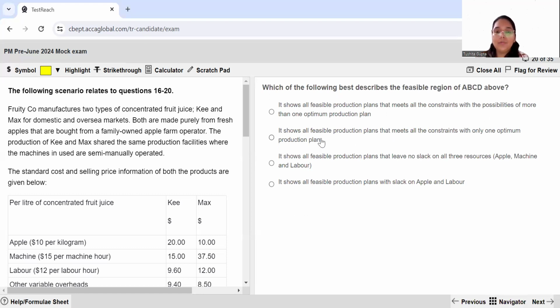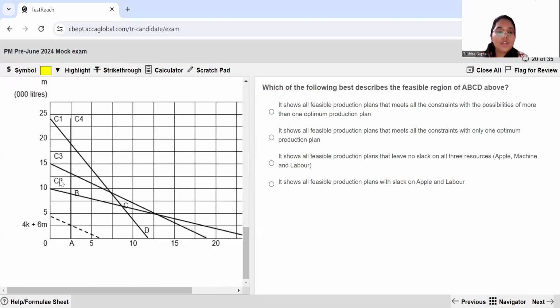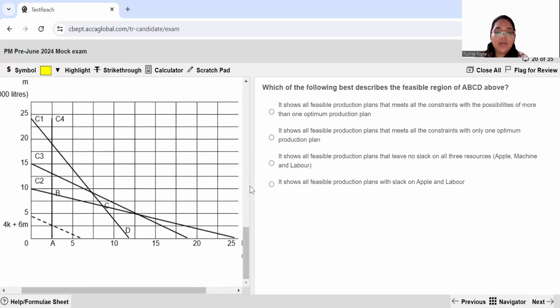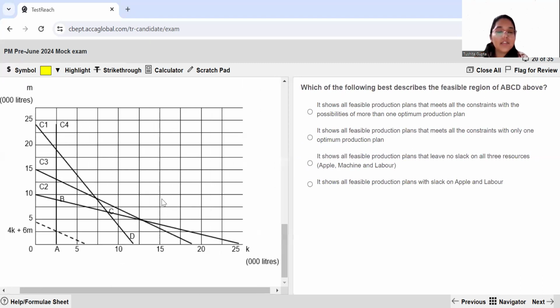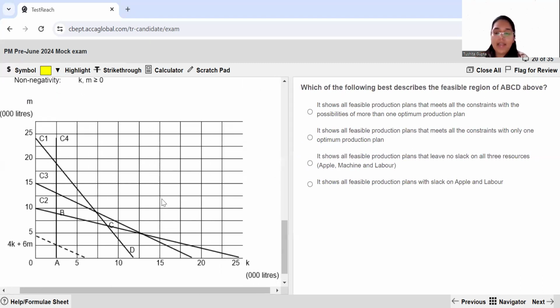Moving ahead to, I think this is the last question for this case study. Yes, question number 20. Which of the following best describes the feasible region of ABCD above? So this is the ABCD region. Let me expand the graph a little bit. So this is what your total graph looks like. If you see this ABCD region, this is what they are speaking about.